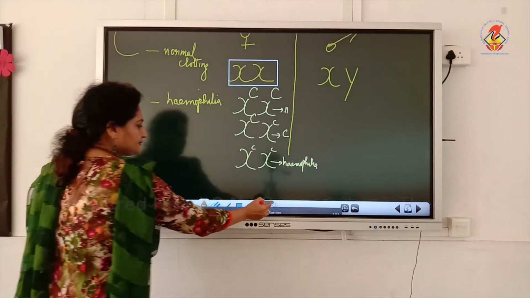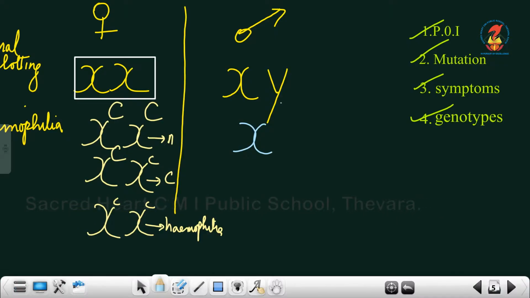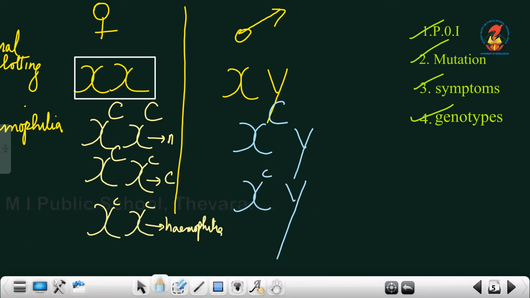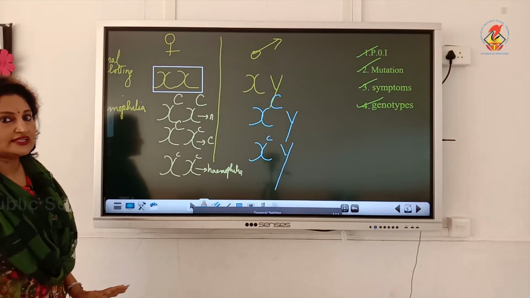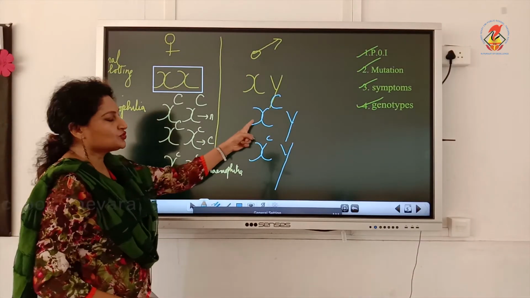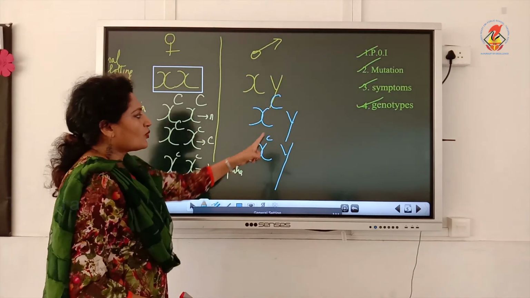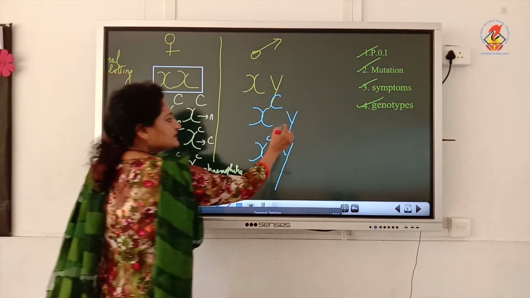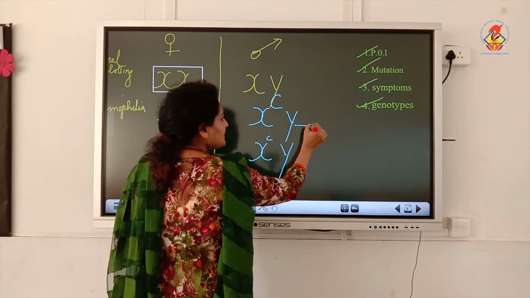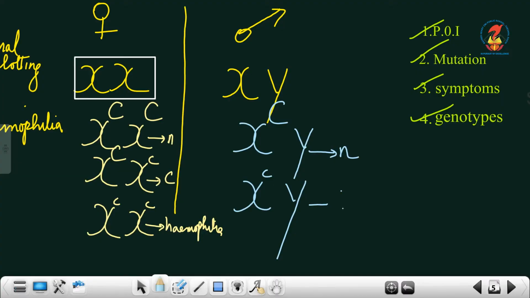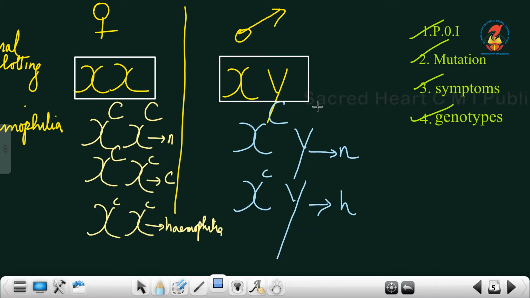Now males, it's linked with the X chromosome. So we have X capital C, Y and X small c, Y. So only two options are there. We can't go for the third option because it's only linked with the X chromosome. What does this indicate? This is a normal male and this is a hemophilic male. So there are two genotypes coming under males and three genotypes coming under females.